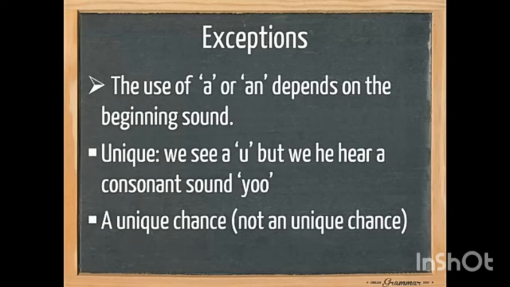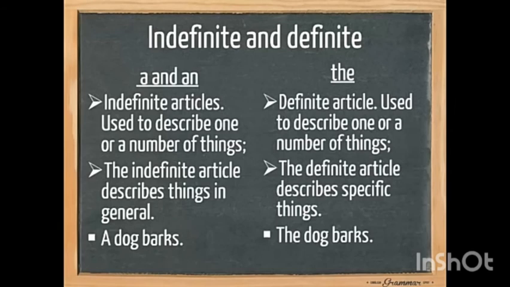consonant. Next we will see indefinite and definite articles. As you already know, a and an are called indefinite articles and the is called definite, because a and an are used to describe things in general and the is used to describe specific things. Take the examples. A dog barks. Here we are referring to dogs in general. But when we write the dog barks, here we are talking about one particular dog. So in this way we use indefinite articles and definite articles.